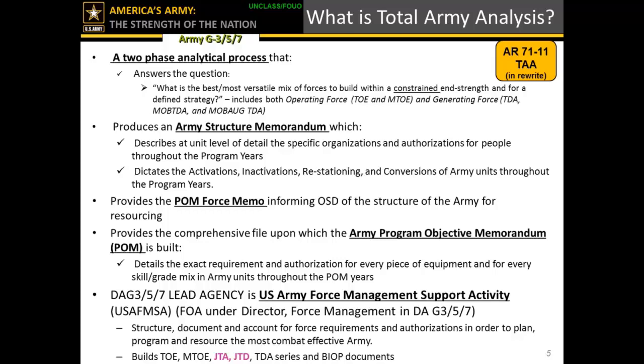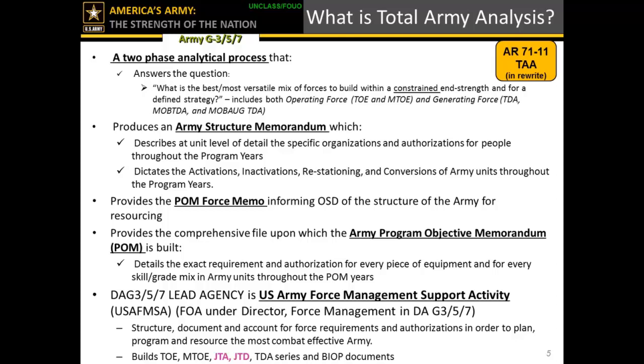G357 is the lead agency for the United States Army Force Management Support Activity, which documents the output of the TAA through MTOs. And we'll talk more about the FMS Web here in a minute. But the USAFMSA is actually the organization that documents all these outputs for us and builds those TOs, MTOs, JTAs, JTDs, and it is a FOA under the Director of Force Management. So it is a field operating agency, which we talked about in F101 under Title 10 and how we execute our Title 10 responsibilities. So this is one of those field operating agencies that help us do that.